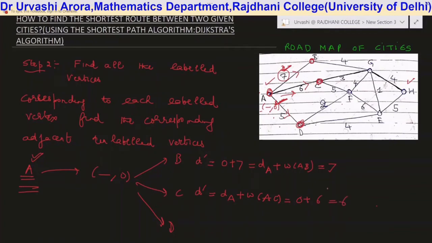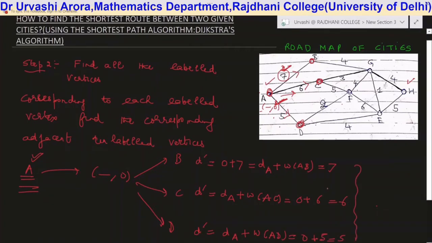Again, the same thing we do for the vertex D. We calculate D dash. D dash is going to be equal to dA, the distance that you have traveled to reach till the vertex A, plus the weight of the edge AD, because you will be traveling along the edge AD to reach the vertex D, and this is going to be 0 plus 5, and this is going to be 5. So these 3 D dashes are found out.